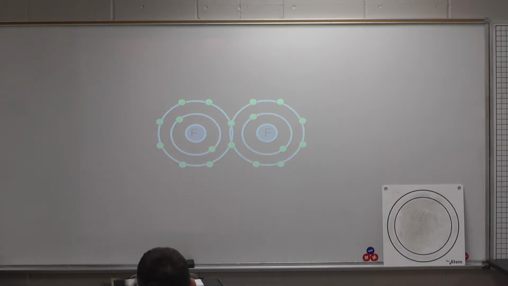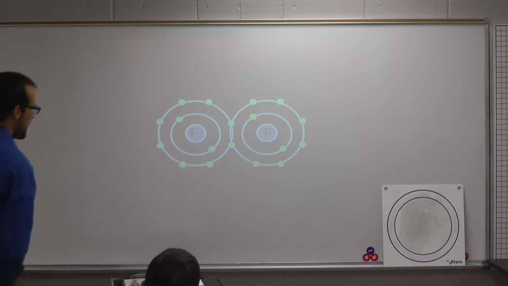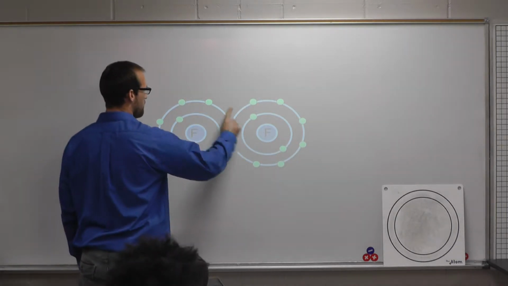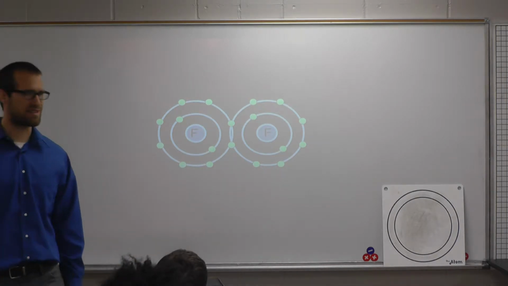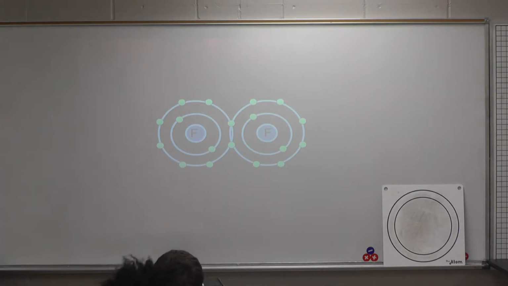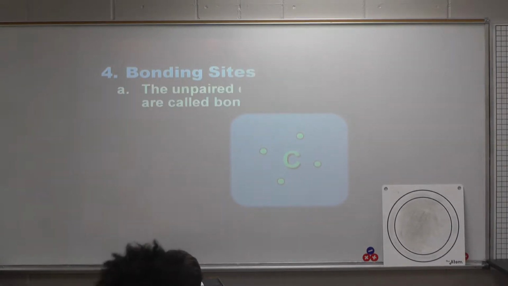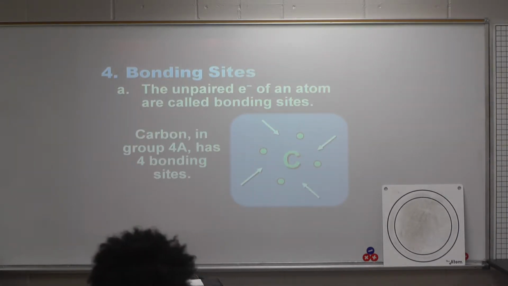They have their full octet because these two electrons are on both of their outer rings or their orbitals. Now I know technically this is not exactly what it looks like, but it does a good enough job explaining the whole process here. This is important. Bonding sites.